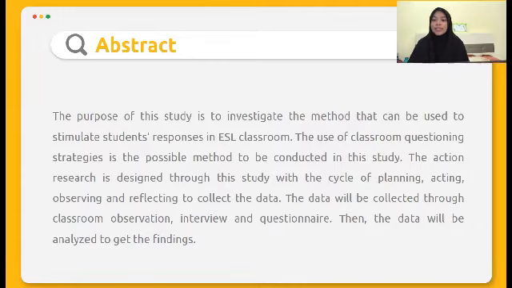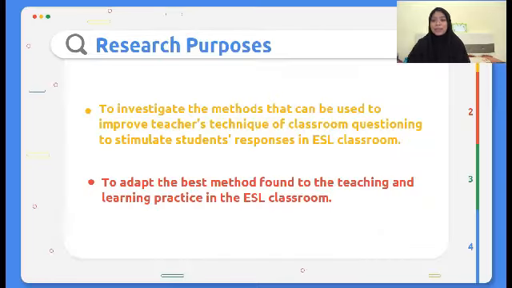So, the purpose of this study is to investigate the method that can be used to stimulate students' responses in ESL classroom. The use of classroom questioning strategies is the possible method to be conducted in this study. The action research is designed through this study with the cycle of planning, acting, observing, and reflecting to collect the data. The data will be collected through classroom observation, interview, and questionnaire. Then the data will be analyzed to get the findings.